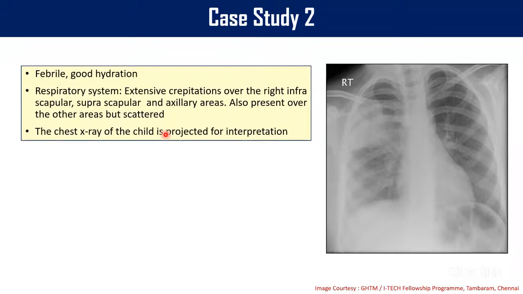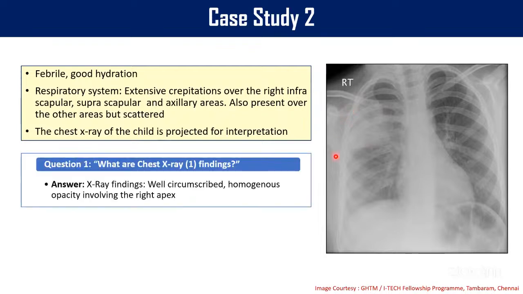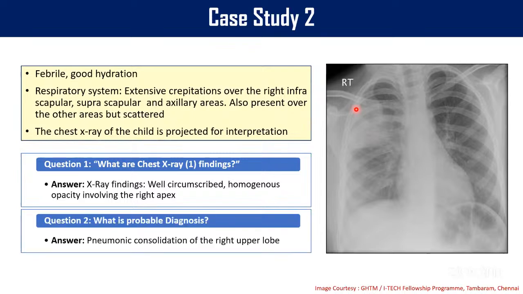So this child is febrile, good nutrition. There is extensive crepitation over the right infrascapular, suprascapular and axillary area. Chest X-ray shows there is a patch, a very well circumscribed homogeneous opacity involving the right apex. So this is a pneumonic consolidation or a lobar pneumonia. Usually lobar pneumonias are seen in an older child like this. In a younger child, you don't see lobar pneumonias.